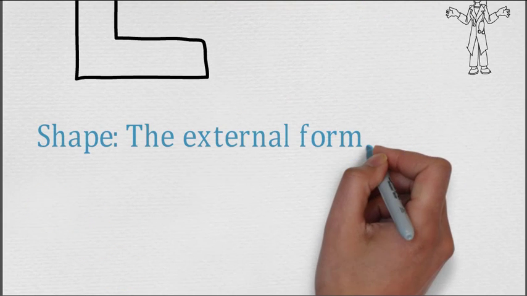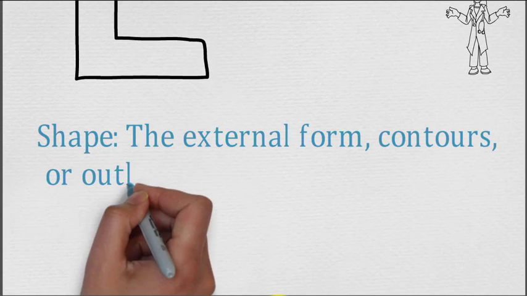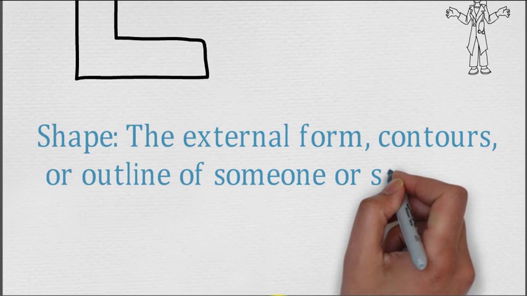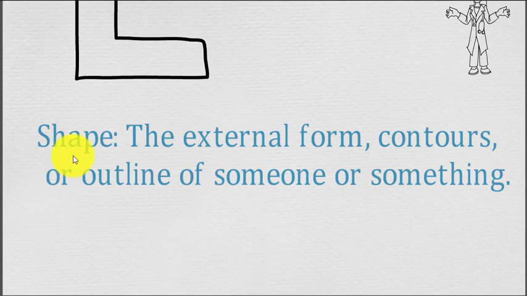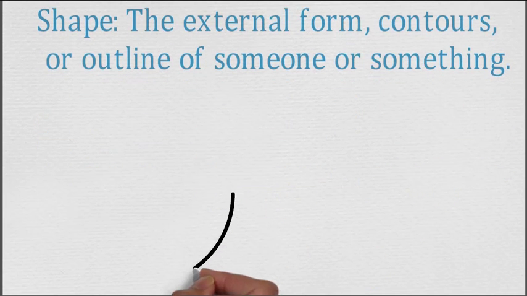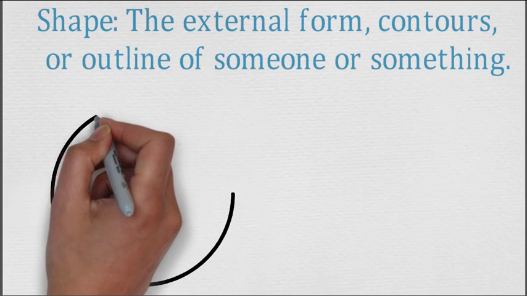Now the meaning of shape. Shape is the external form, contours or outline of someone or something, is it not? Now we know the meaning of shape. It takes the form of the outer part. Remember that.